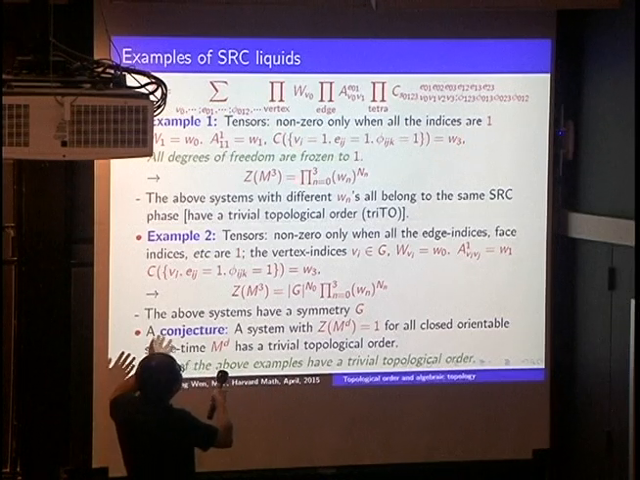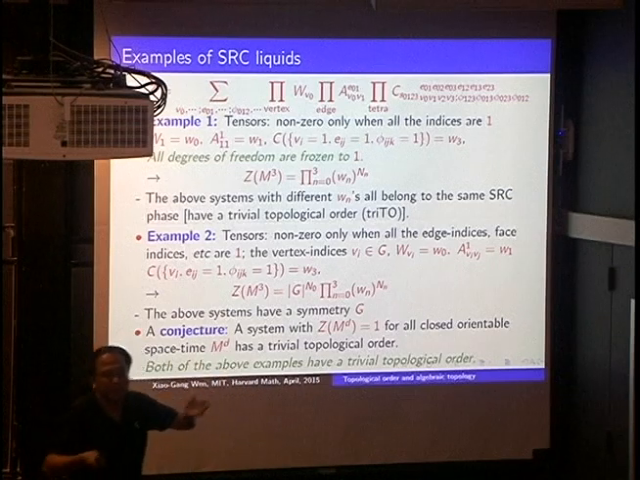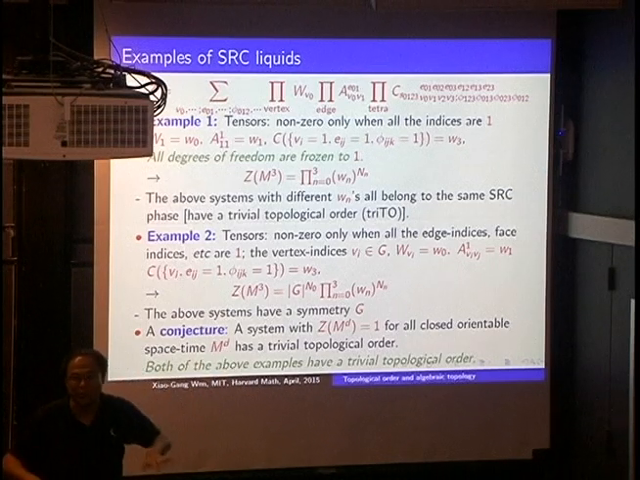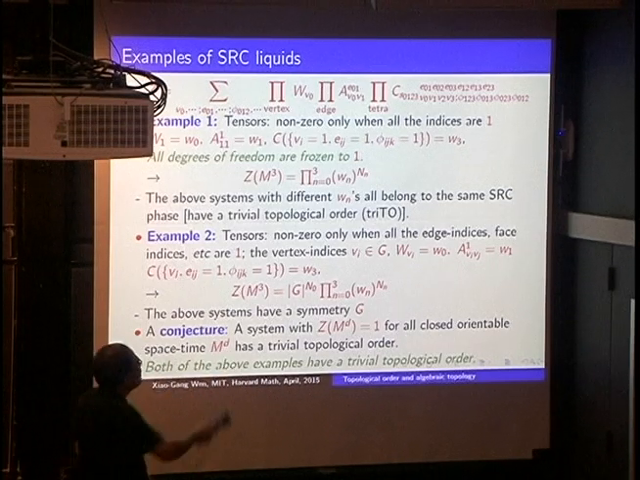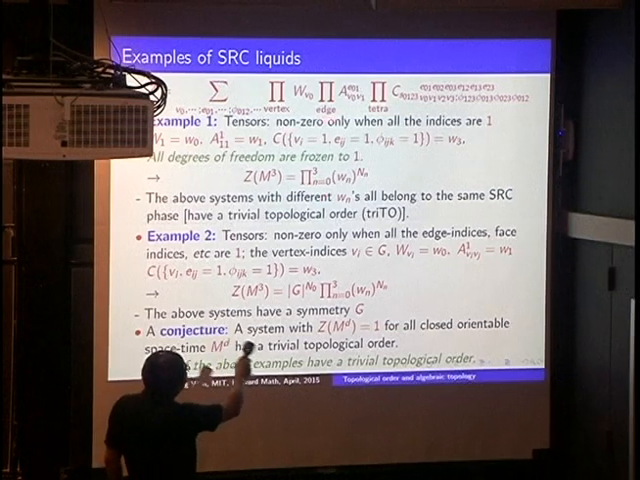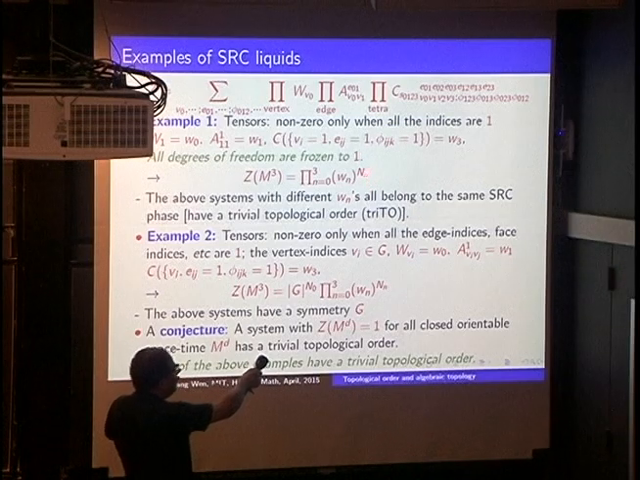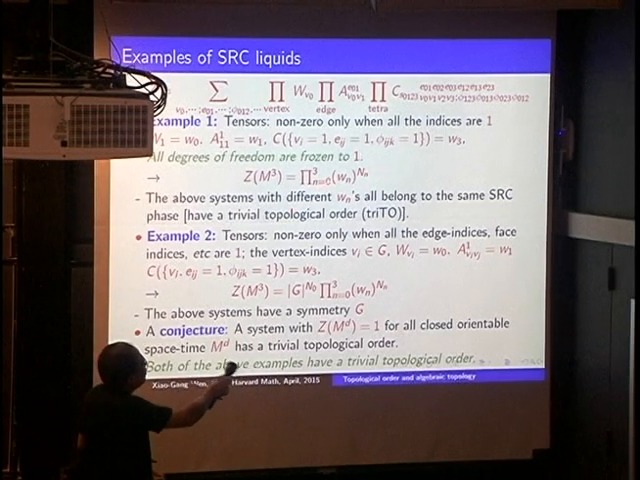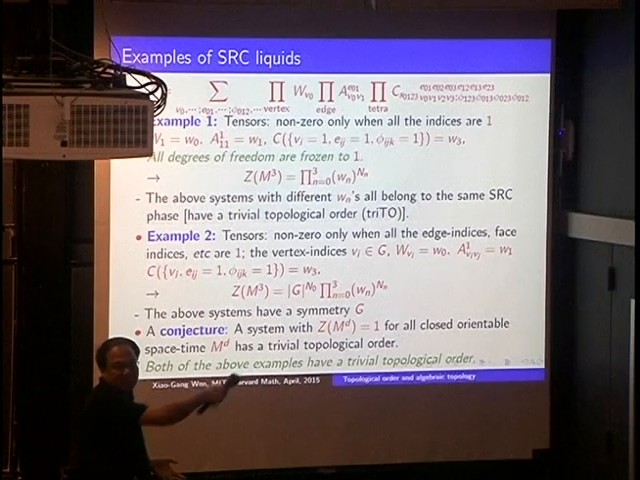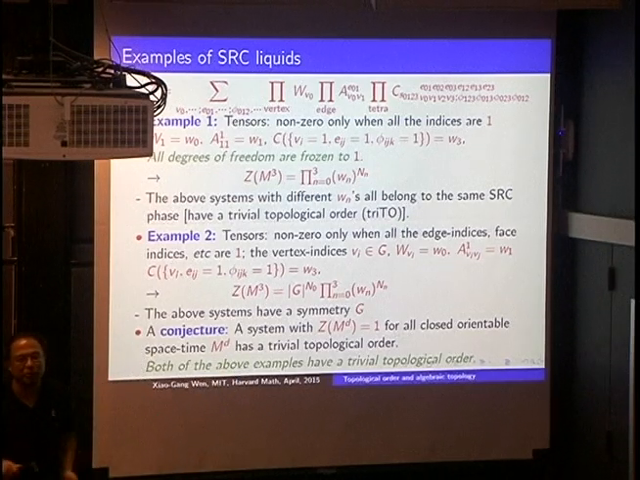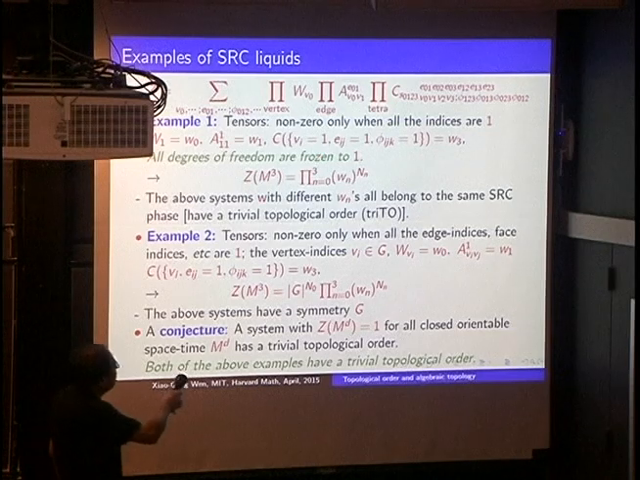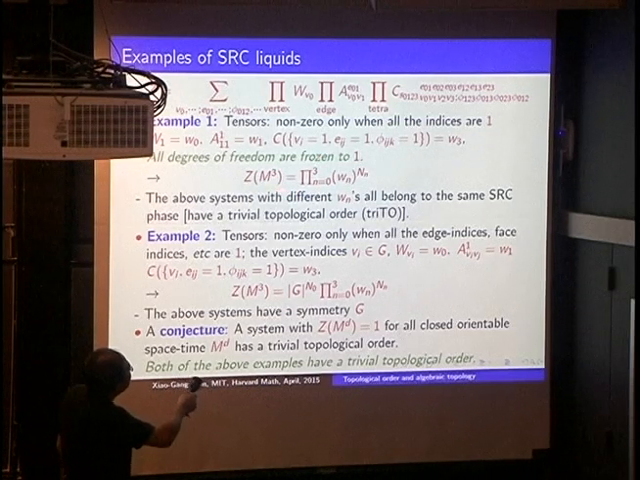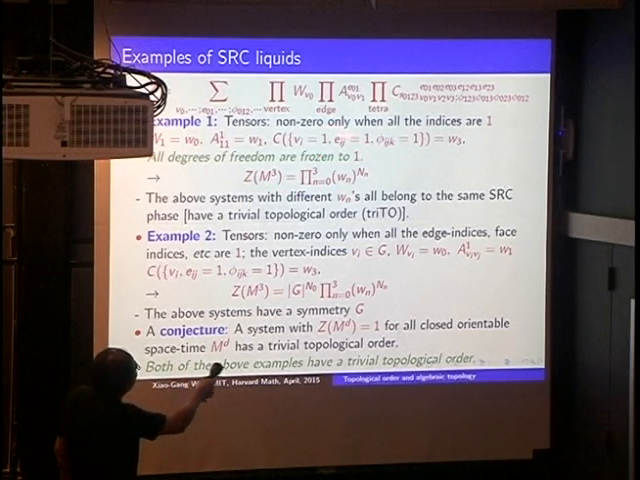Then the partition function is just a single term. There's nothing to sum because all the indices equal 1, otherwise the tensor equals 0. Then it is just a single term, just multiplying W0, W1, W3 raised to the power of the number of vertices, number of edges, number of tetrahedra. This is what I call the volume term. It's a more specific volume term. And this actually is trivial because you can choose all those weights equal to 1.